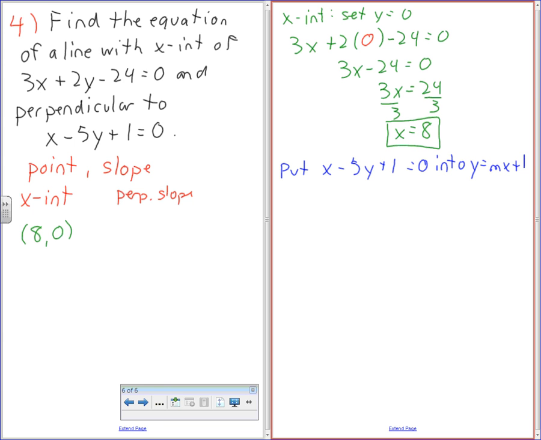This is what Aiden was trying to say. Why would I want that equation? Y equals mx plus b. That has my slope, okay? So I'm going to write this as negative 5y equals negative x minus 1. Can I say that? I just move both things over. Divide everything by negative 5. So we have y equals 1/5 x plus 1/5.